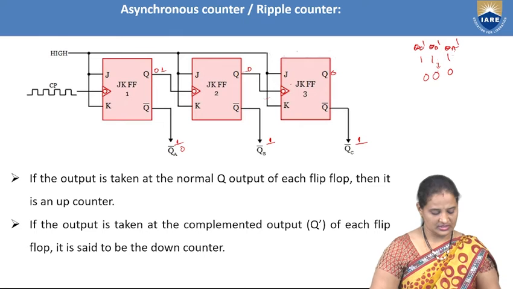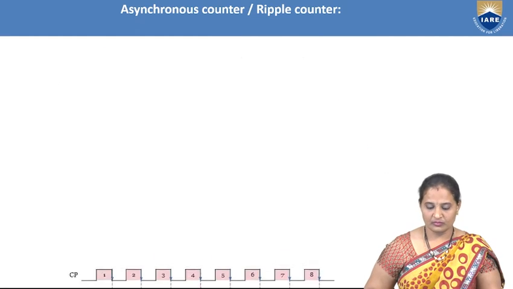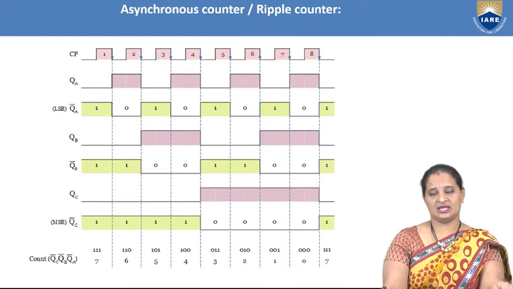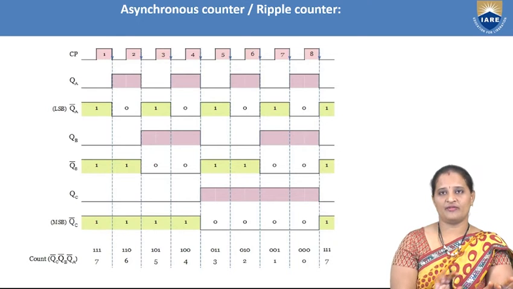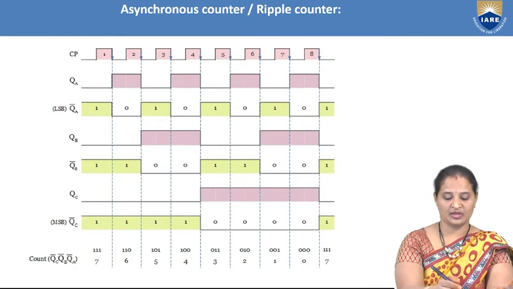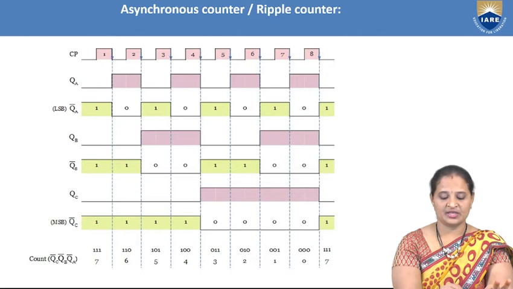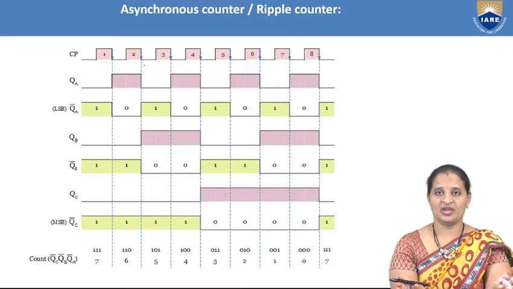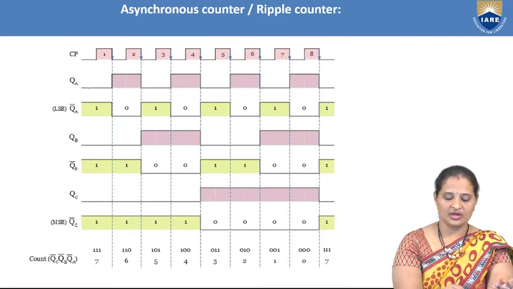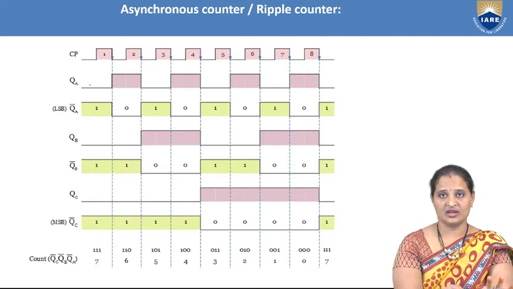Let us analyze the operation with the help of the clock timing diagram. I'm taking clock pulses here, 1, 2, 3, 4. All the flip-flops are considered to be negative edge triggered. Here QA is applied with the clock signal, so the first flip-flop will change its state. Initially it was 0, and it changes its state to 1.